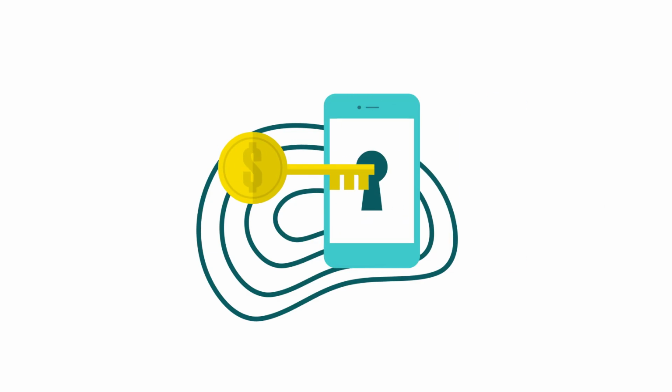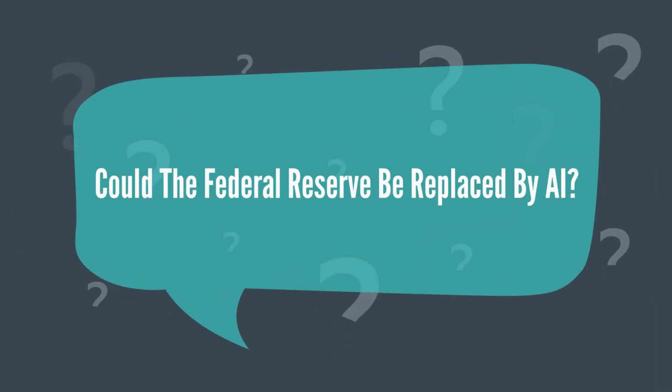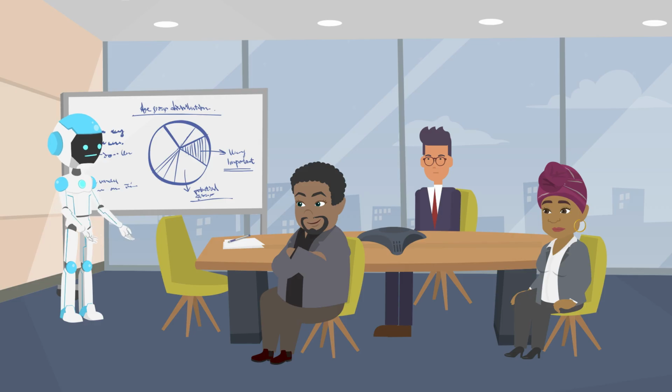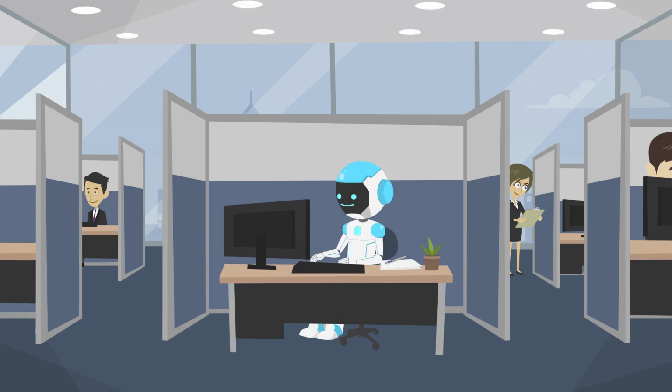A question that has recently been brought up is, could the Federal Reserve itself be replaced by AI? Well, today economists meet every few weeks to decide how to adjust interest rates based on the limited data they have. But AI could analyze real-time information across the entire economy, predict inflation more accurately, and respond faster.